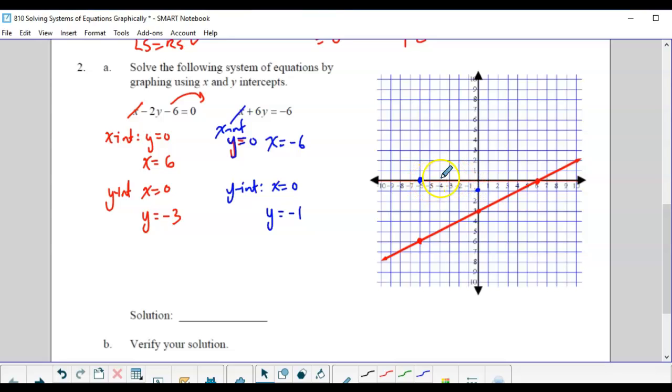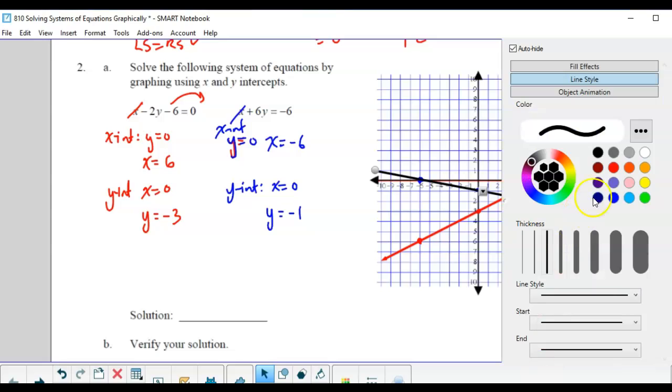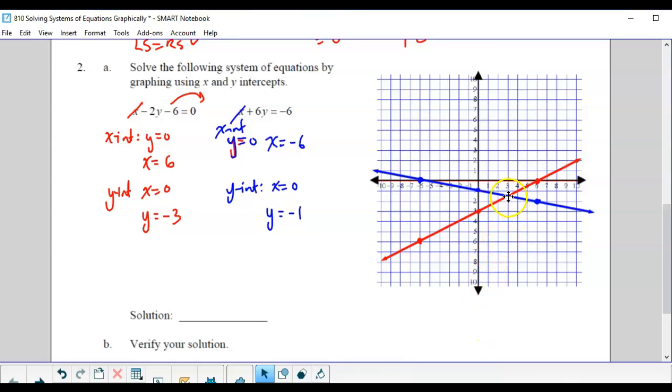So basically down 1 to the right 6, so down 1 to the right 6. And then join that up with a line. So they intersect. Okay, let's maybe do blue here. And then you want to find the point of intersection. So kind of estimating here, right?